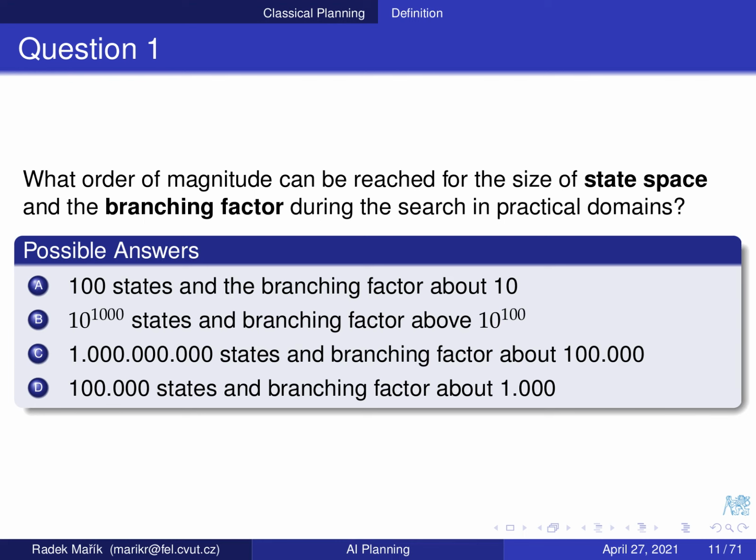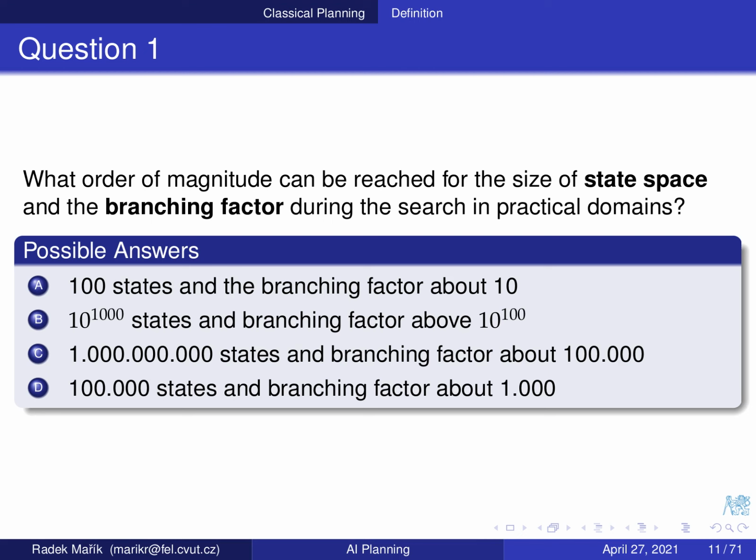So we have A: 100 states, branching factor 10. B: 10 up to 1,000 states, and branching factor above 10 up to 100. C: 1 billion states, and branching factor about 100,000. And D: 100,000 states, and branching factor about 1,000. So still some of you are voting. Okay, I will stop it.